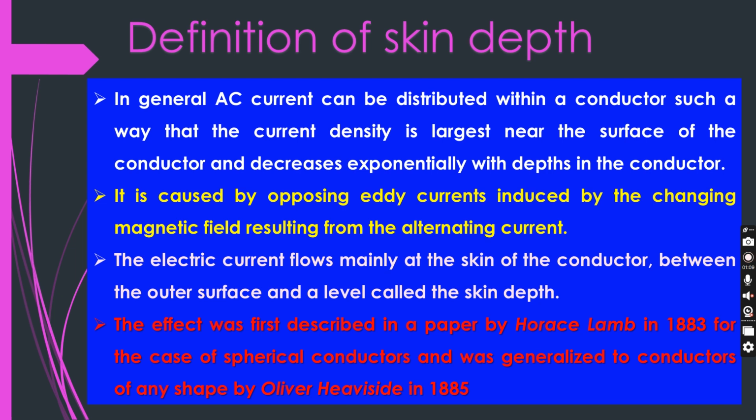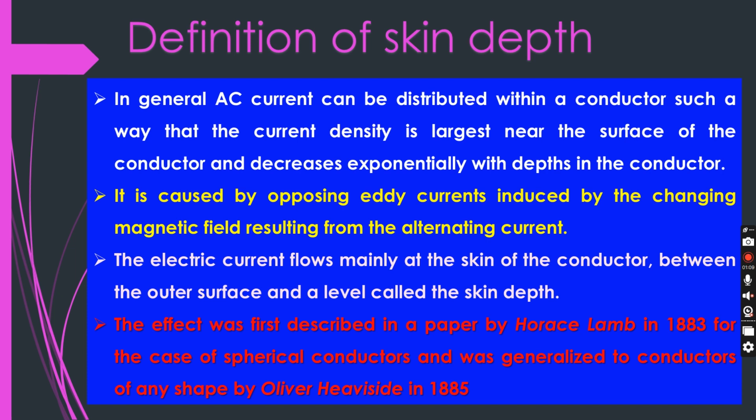And that eddy current will obstruct the primary current. So that balance will be the main property for measuring skin depth. I'll come into detail with a pictorial depiction. So the electric current flows mainly at the skin of the conductor. Conductor means, let us assume, a metallic wire, an electrical wire. So between the outer surface and a certain level, called skin depth.